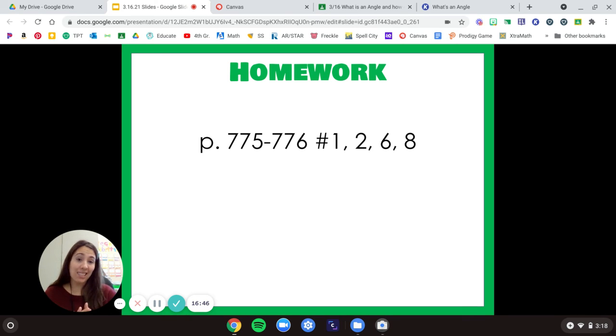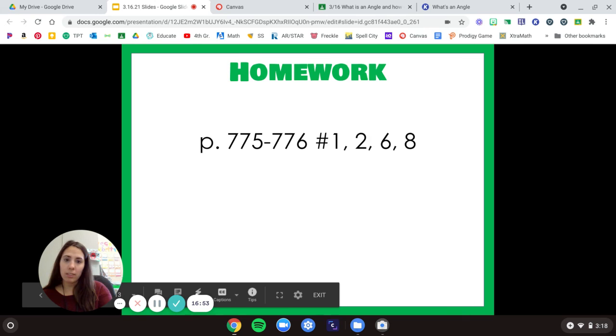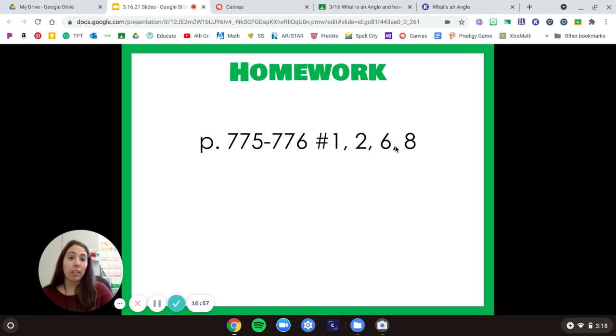Number 6 and 8, you're going to use that picture off to the right, which was a lot like what we did on this part, okay? And you're going to think through naming 2 acute angles for number 6. Then on the back side, number 8, you're going to name 2 obtuse angles. All right. Let me know if you have questions.